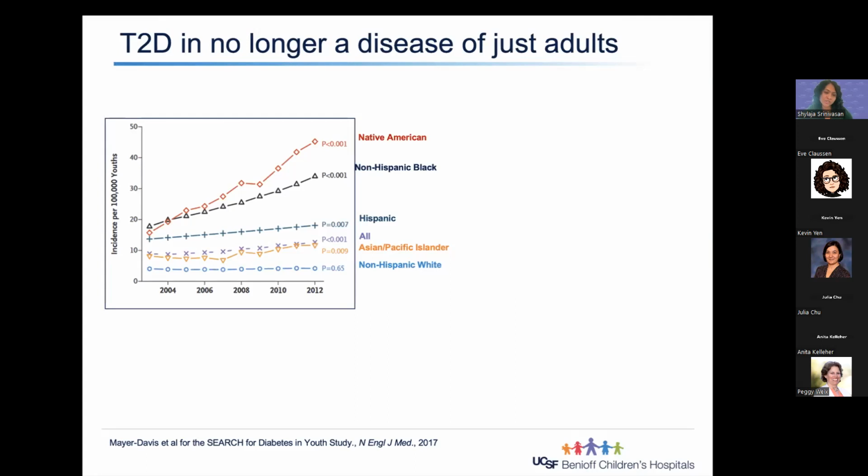So here I show data from the Search for Diabetes in Youth study, which is a population-based observational study that reports epidemiological data for both type 1 and type 2 diabetes. So what you're seeing here is a trend in incidence of type 2 diabetes between 2004 to 2012. And it's very easy to see that there's been a rise in the incidence of type 2 diabetes and that it's more dramatic in youth of color.